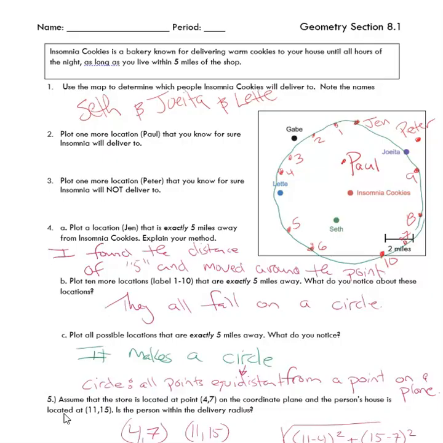Next, plot 10 more locations, label them 1 through 10, that are all 5 miles away. What do you notice? When you start doing this, you find out that these points are all falling along a circle. Plot all possible locations that are exactly 5 miles away. Well, if you just keep putting more and more dots that are 5 miles away, it's going to make a circle. That tells us that a circle is all points that are equidistant from a point on a plane. That is one way to define a circle.